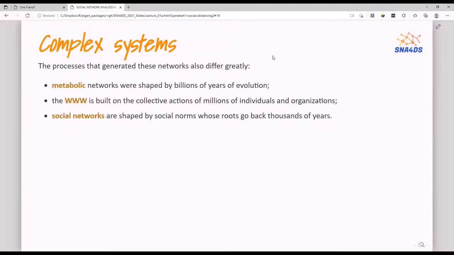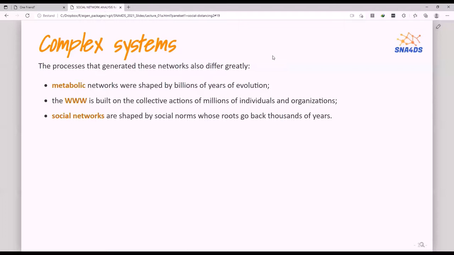Now, the interesting thing is that if you look at these different kinds of networks, they are generated by very different things. Take the metabolic network that we talked about: the full evolution of mankind created that particular structure. So it's not a totally random structure where your metabolic network is very different from mine. Actually, these networks are pretty similar. But it's pretty different from what our metabolic networks were 2 billion years ago. So that was created by evolution.